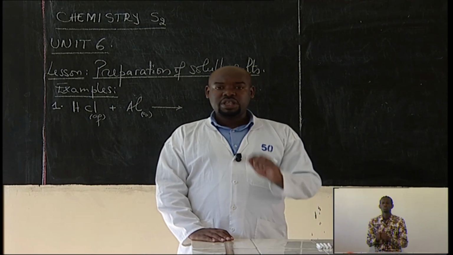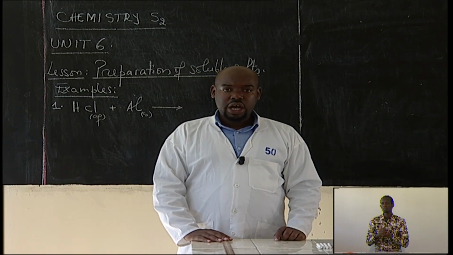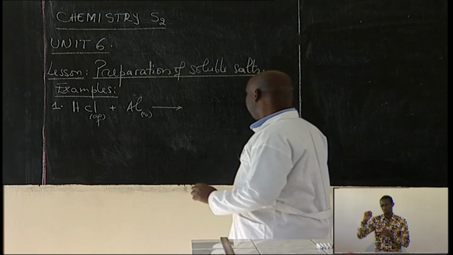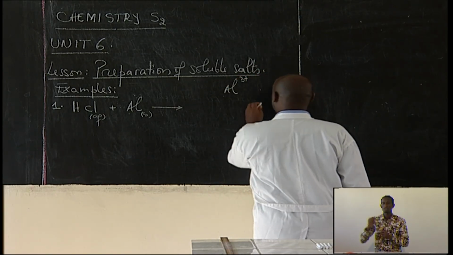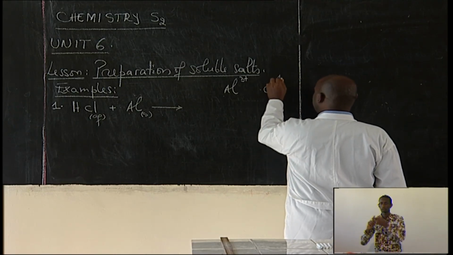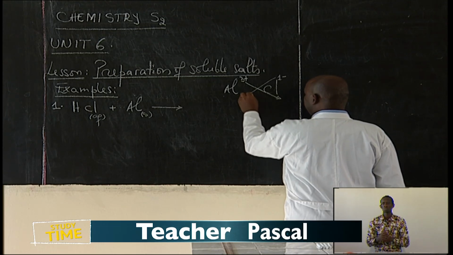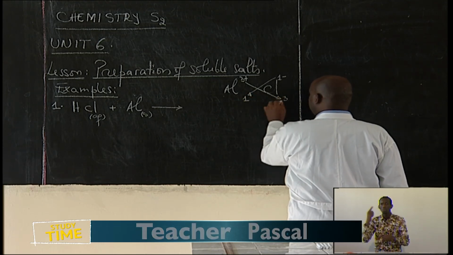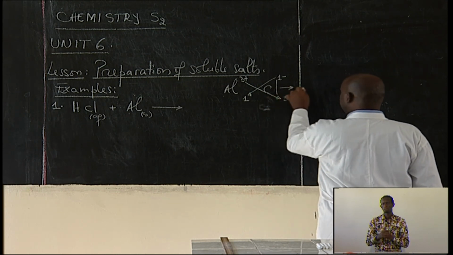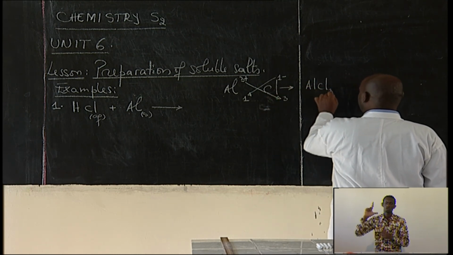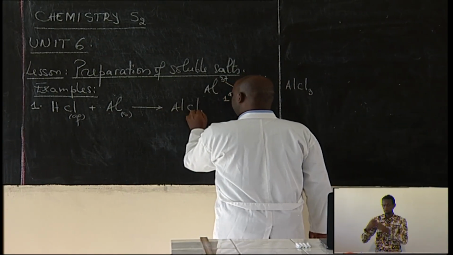Here you should remember the valence of aluminium cation and that of the chloride ion. So aluminium cation has a charge of 3 positive, and chloride ion has 1 negative. So if we cross the values, what do we get? We get 1 here and 3 here. And the compound we form from this will be aluminium chloride, like that. So we produce aluminium chloride.